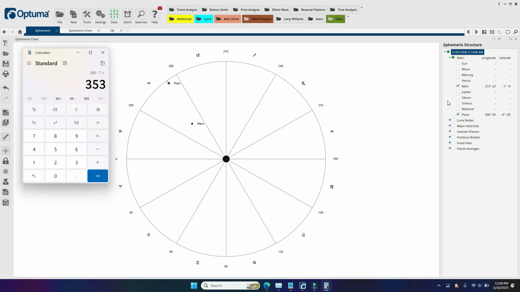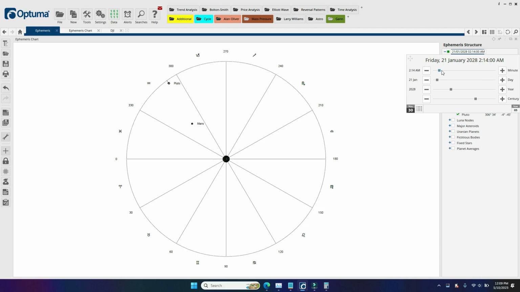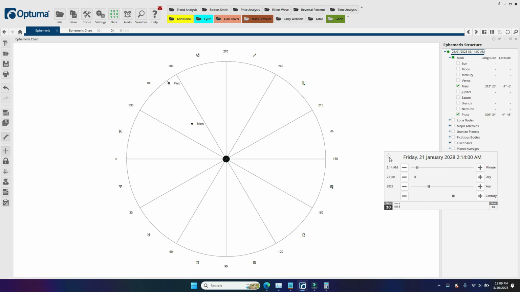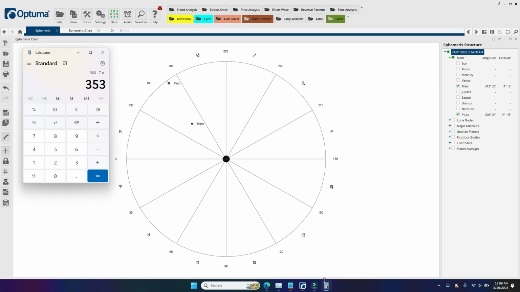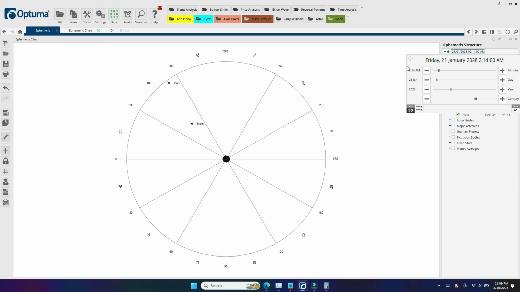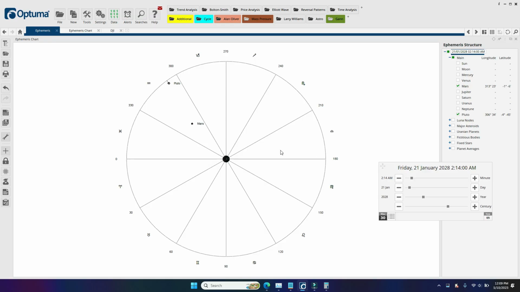Now that is only saying that if Pluto does not move, but Pluto is going to move. So basically in 353 degrees, we want to know where Pluto is going to be at that time. Because it's such a slow-moving planet, it's basically the same point anyway. So that was probably a good example because that was easy.